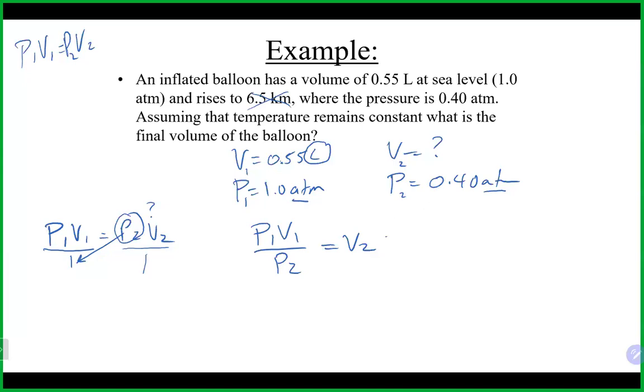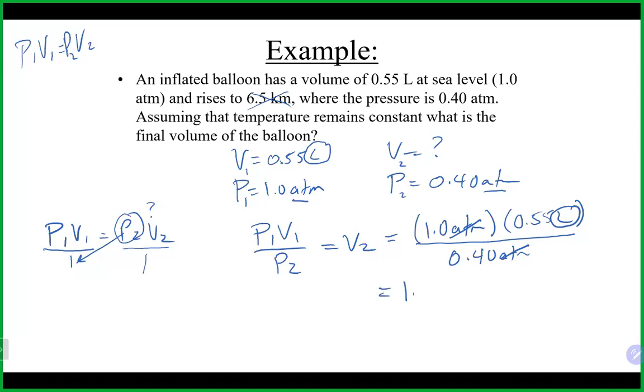At this point, I want to make sure I put all my numbers in correctly. My P1 is 1 atmosphere. My V1 is 0.55 liters, divided by my P2, which is 0.4 atmospheres. Here again, our atmospheres are going to cancel. It is going to leave me liters, which is a unit of volume, which is good. So 0.55 divided by 0.4 is going to give me 1.4 liters as my new volume in this particular case. First off, any questions on that?